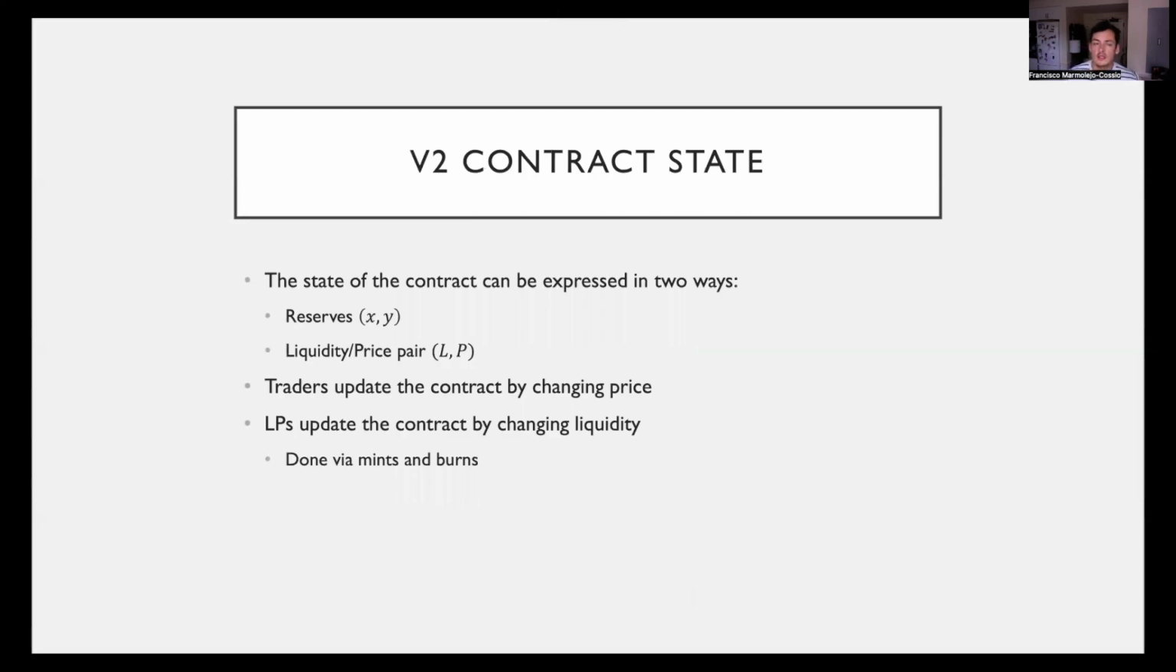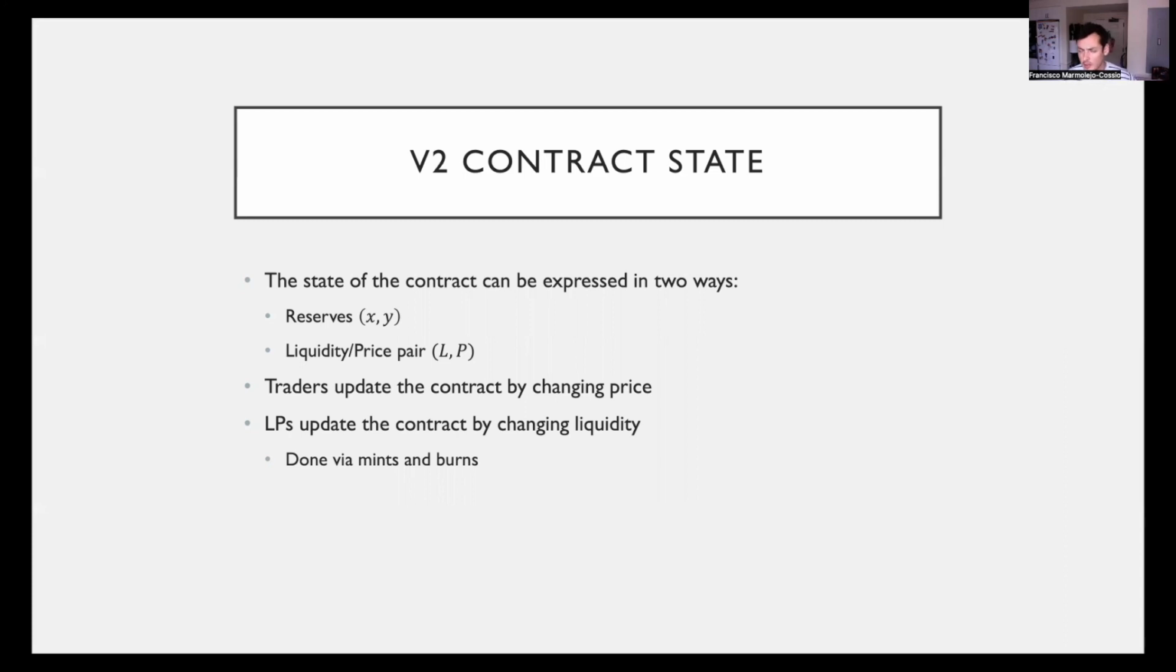And what's interesting is that for the smart contract that's enforcing the V2 Uniswap automated market maker, we can express the state of the contract in two different ways. On one hand, as we've used before, we have reserves. We have the X and Y values, and we see this point along the curve, and that's the state of the contract. And that, moreover, tells us that once we have X and Y, we know the price, as we saw before. But equivalently, we can also express the state of the contract in terms of the liquidity that it holds and the price, the instantaneous price at that moment of time.